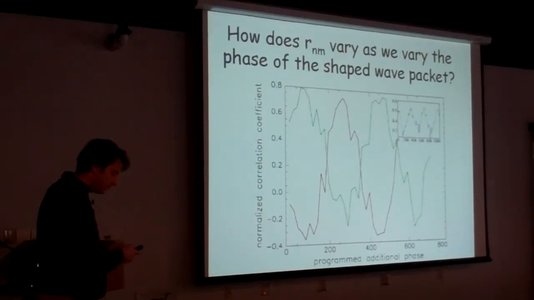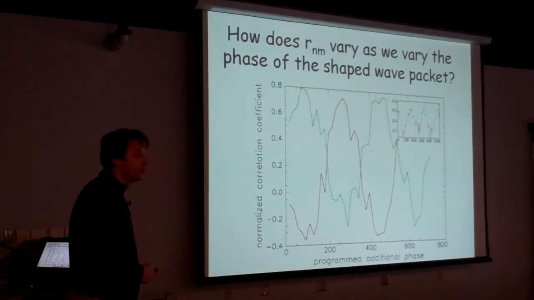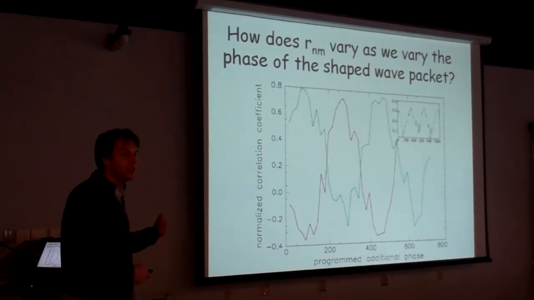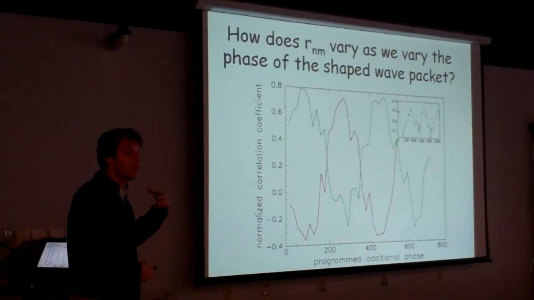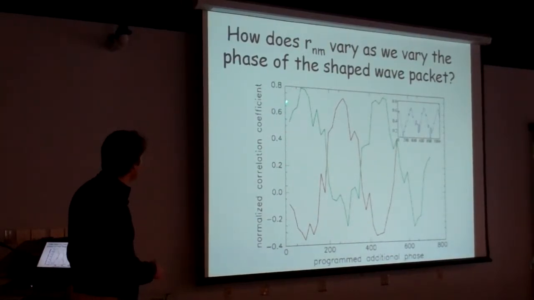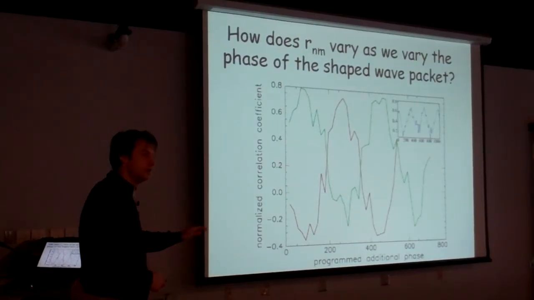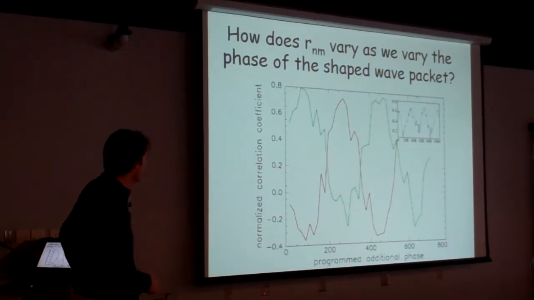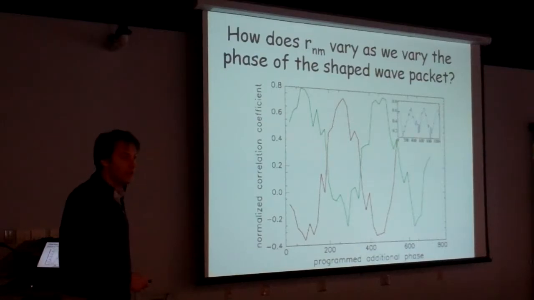And so the measurement consisted of measuring that normalized correlation coefficient as we varied some phase that we applied on a pulse shaper to vary the phase of the shaped wave function. And you see beautiful sinusoidal oscillations here. There's lots of noise, which I won't go into the details of the technical source of that noise. But you can still see nice sinusoidal oscillations here as we apply a phase to the shaped wave function.